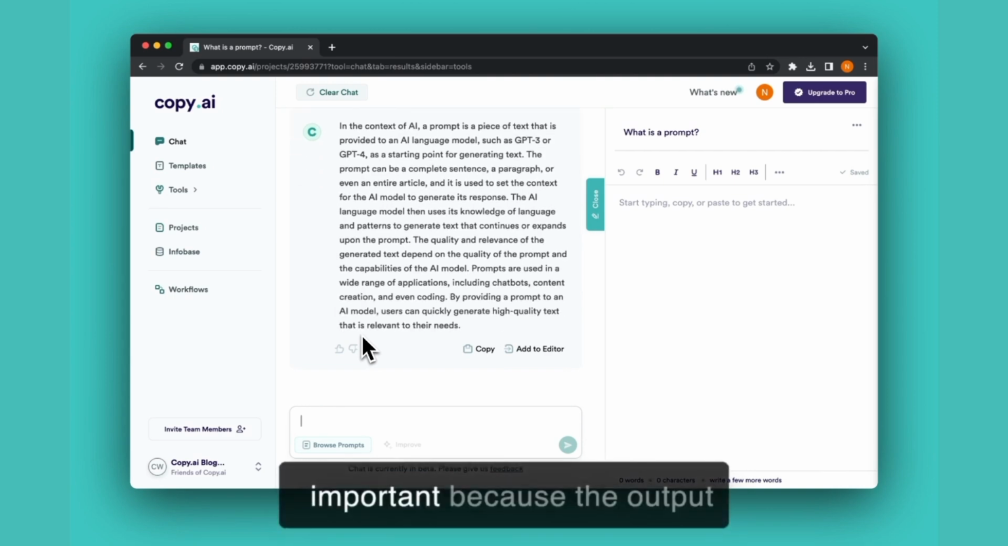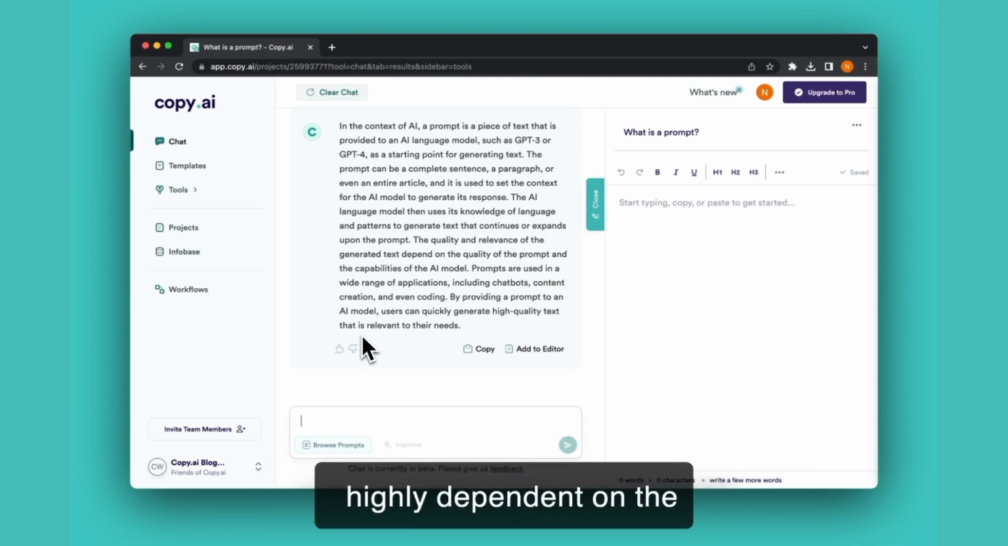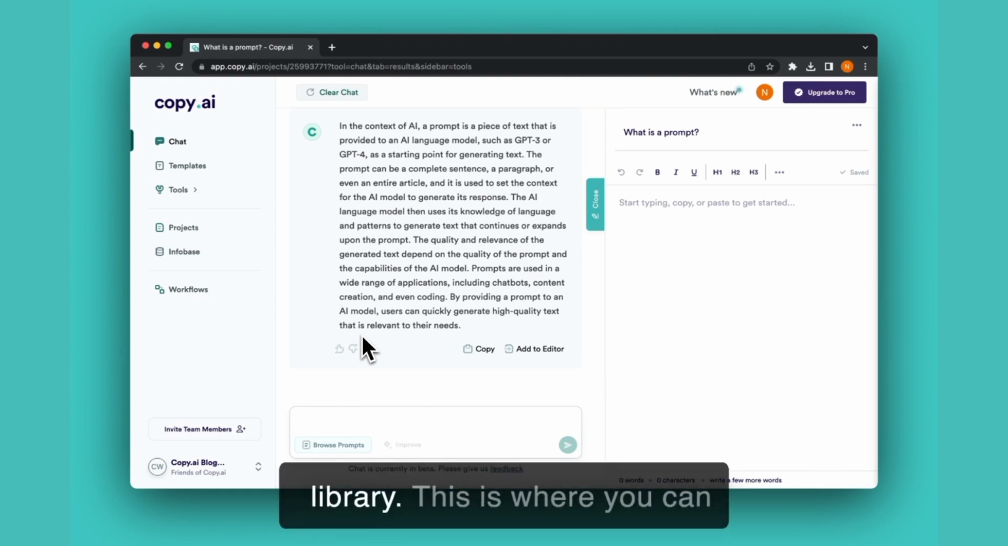This is really important because the output you get from Chat by CopyAI is highly dependent on the quality of your prompts. And that's why in the next video lesson, we're going to take you on a tour of our prompt library. This is where you can use the pre-built prompt inside of CopyAI to quickly generate any marketing or sales, really any professional asset that you need to accomplish your job better.